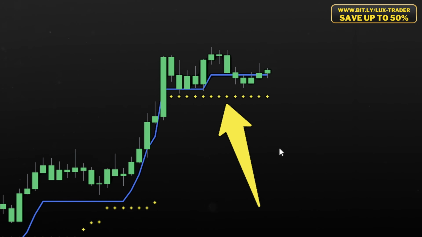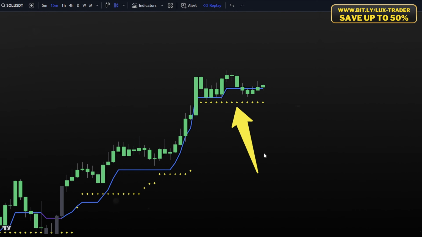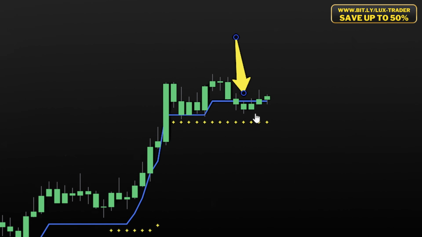First, we need to identify an uptrend. We can identify the uptrend simply by using the trend tracer. As we can see here, the trend tracer is colored in yellow, which indicates that we are in an uptrend, so the first entry condition is met.